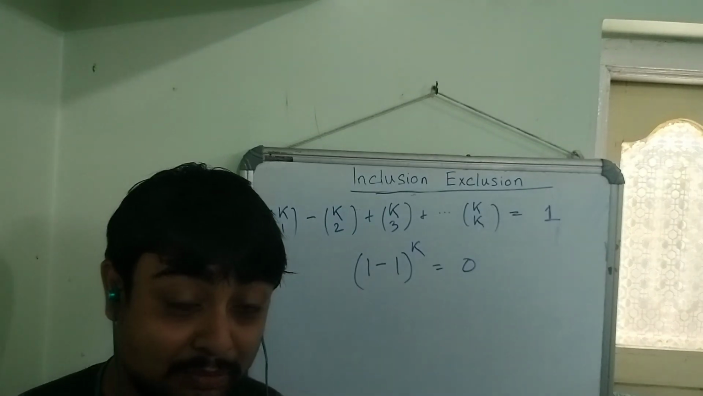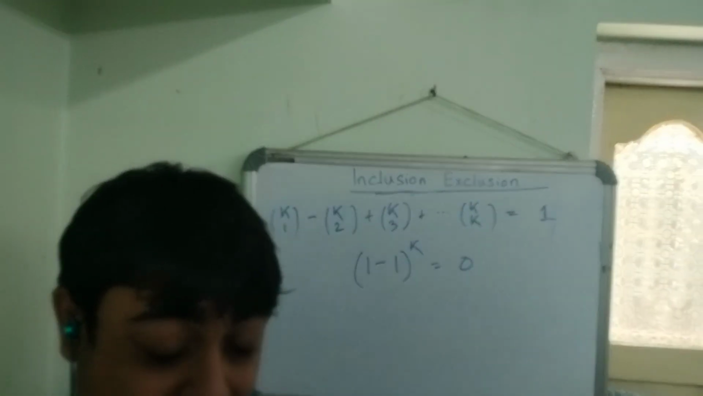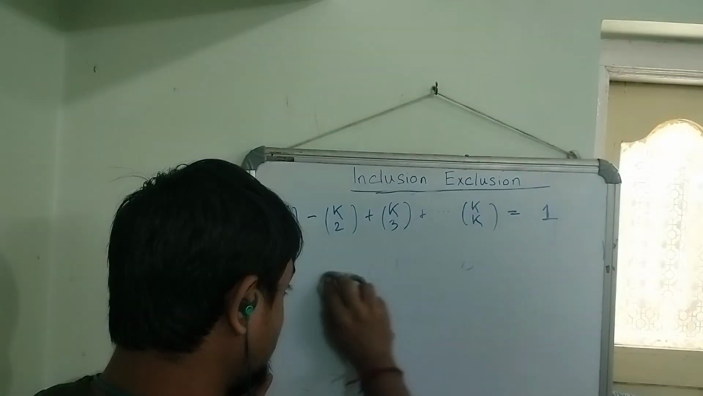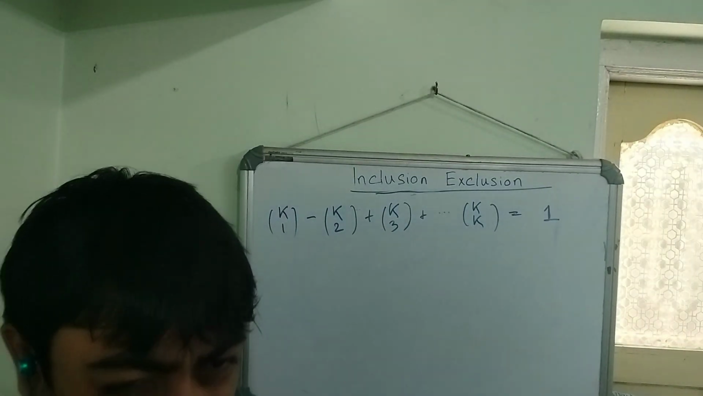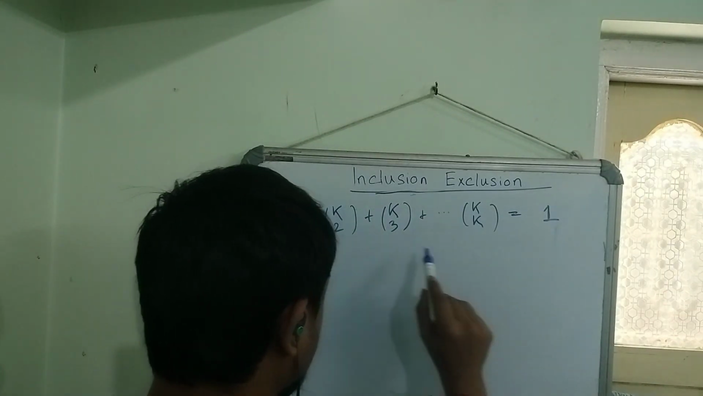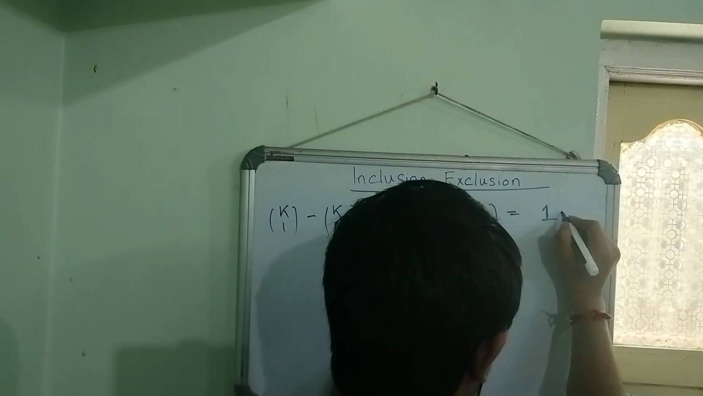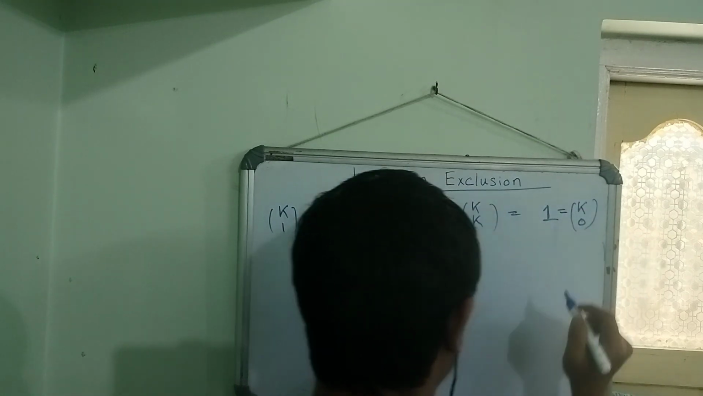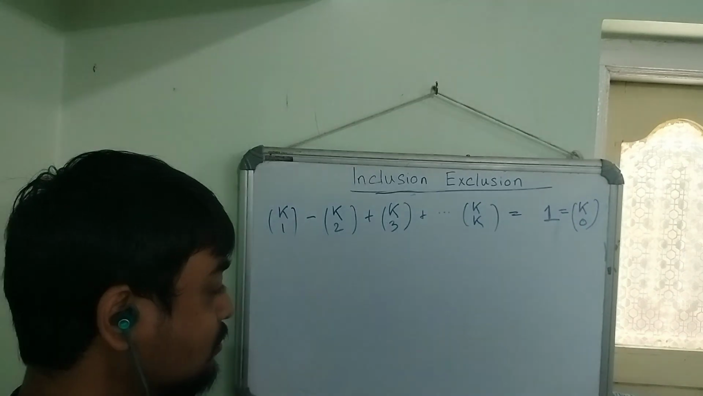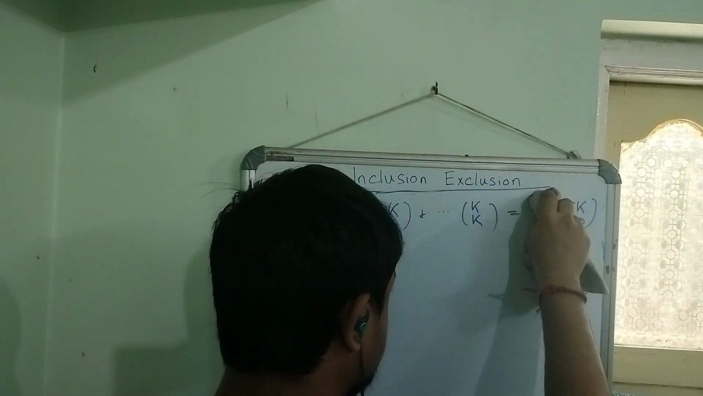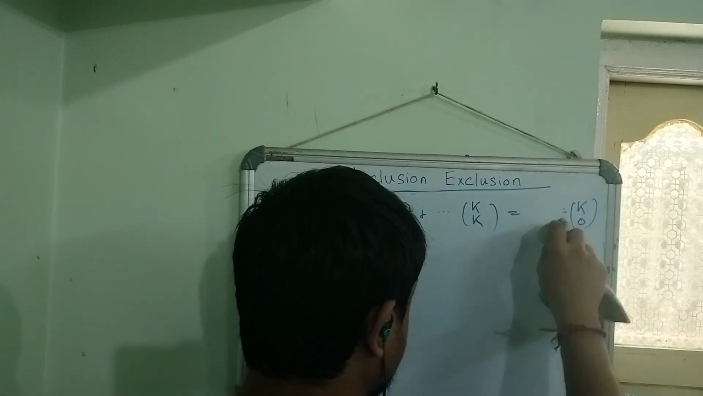But for those who don't know the binomial theorem, no fear. I'm going to show another way, which is more of a common sense way to prove it. See what this is actually saying. Can I write 1 is equal to k choose 0? Yes, 1 is k choose 0. So I'm going to rub out this 1 and say that it is equal to k choose 0.